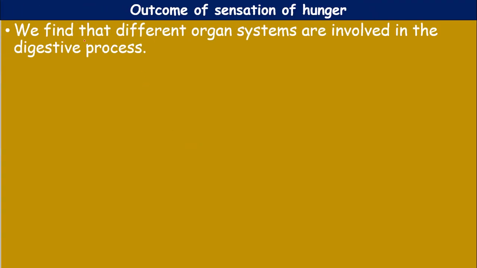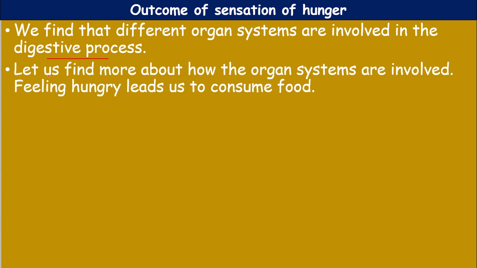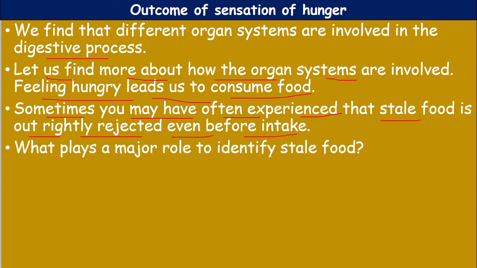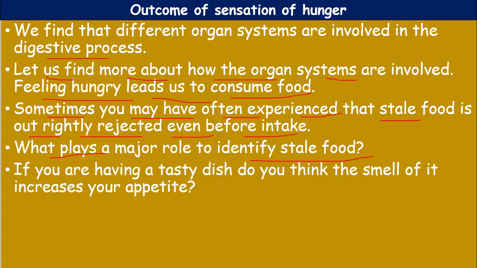So, we find that different organ systems are involved in the digestive process. Let us find more about how the organ systems are involved. Feeling hungry leads us to consume food. Sometimes you may have often experienced that stale food is outright rejected even before intake. The stale food, the damaged food, the spoiled food, rotting food, we will reject. So, what plays a major role in identifying the stale food? Okay. Again our sensation, the sense of smell.